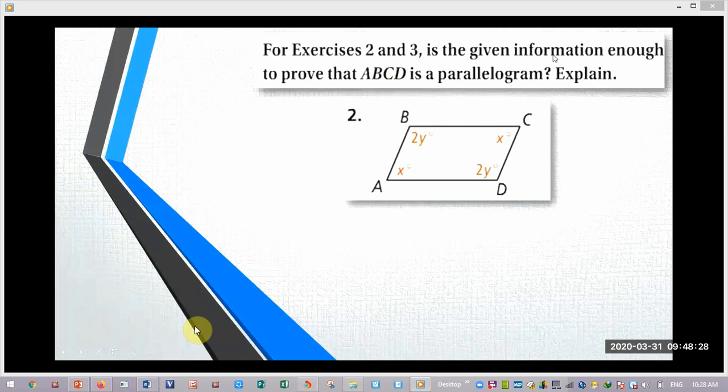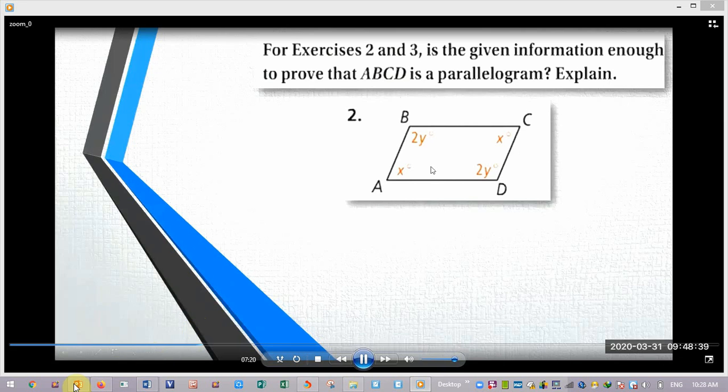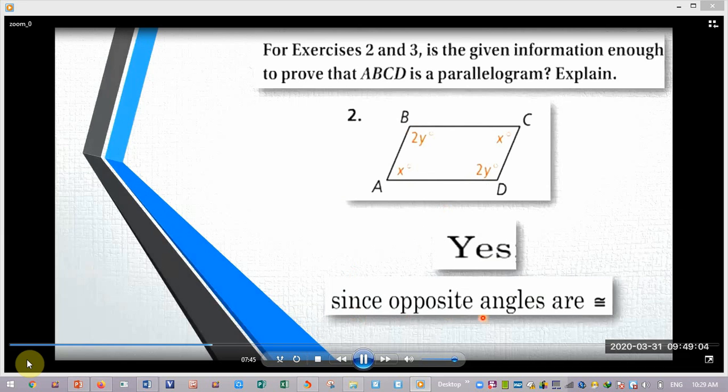Is the given information enough to prove that ABCD is a parallelogram? About sides? No. Diagonals? No. Angles? Yes. Angle A is X, and the opposite one, angle C, is also X. They are equal. And the other two angles, each pair, 2y equals 2y? Yes. Then each two opposite angles are congruent. Then this shape is a parallelogram. What's the reason? Opposite angles are congruent. Then ABCD is a parallelogram.